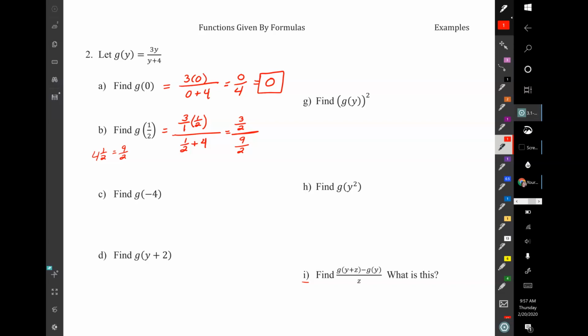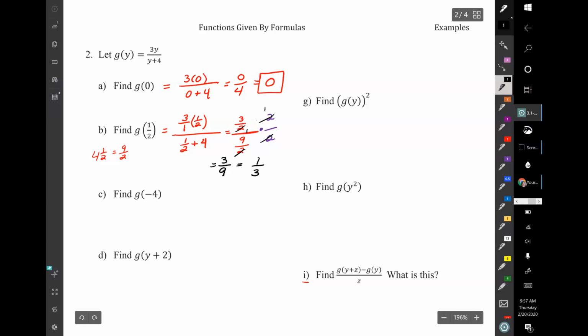Then we could use the technique of clearing the fractions within fractions, because I have a complex rational. So I'm going to multiply this whole fraction by 2 over 2. And when I do that, my denominators will nicely reduce out. And I will just be left with 3/9, but I'm not done yet because I can reduce that. So 1/3.